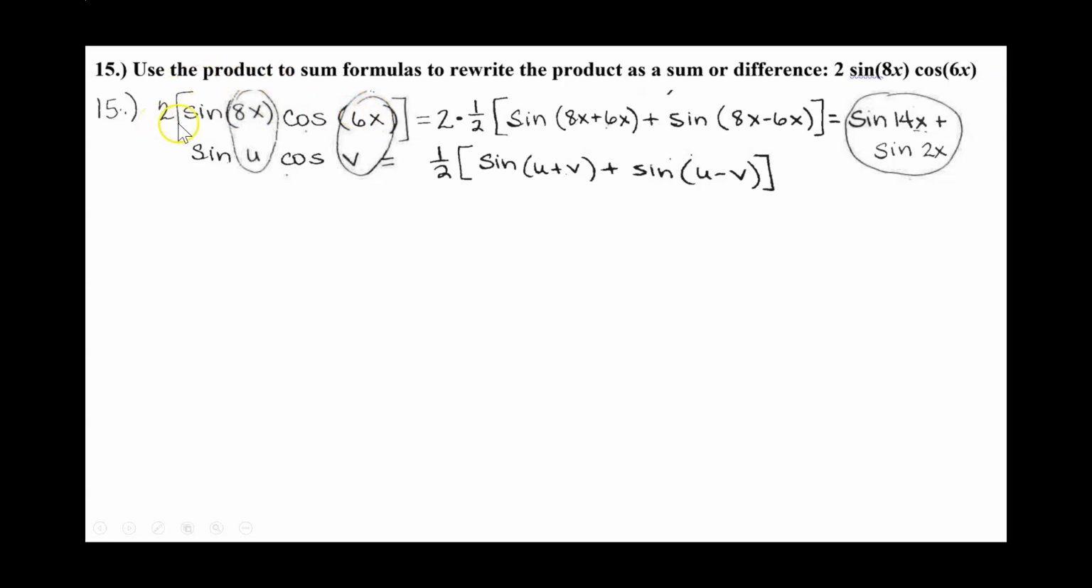All right, so you can see we're going to put u in the place of 8x and v in the place of 6x. So u in the place of 8x, v in the place of 6x. All right, so 8x plus 6x gives me 14x. 8x minus 6x gives me 2x. All right, in my formula, there was a 1/2 out in front of that formula, right? So there's that 1/2. And remember that our problem had a 2 out in front. So we said that whatever we got for our answer, we were going to multiply it by 2, right? So 2 times 1/2 would cancel out and just leave me with this guy. So like we said, 14x and 2x. No way to combine those. That is my final answer.